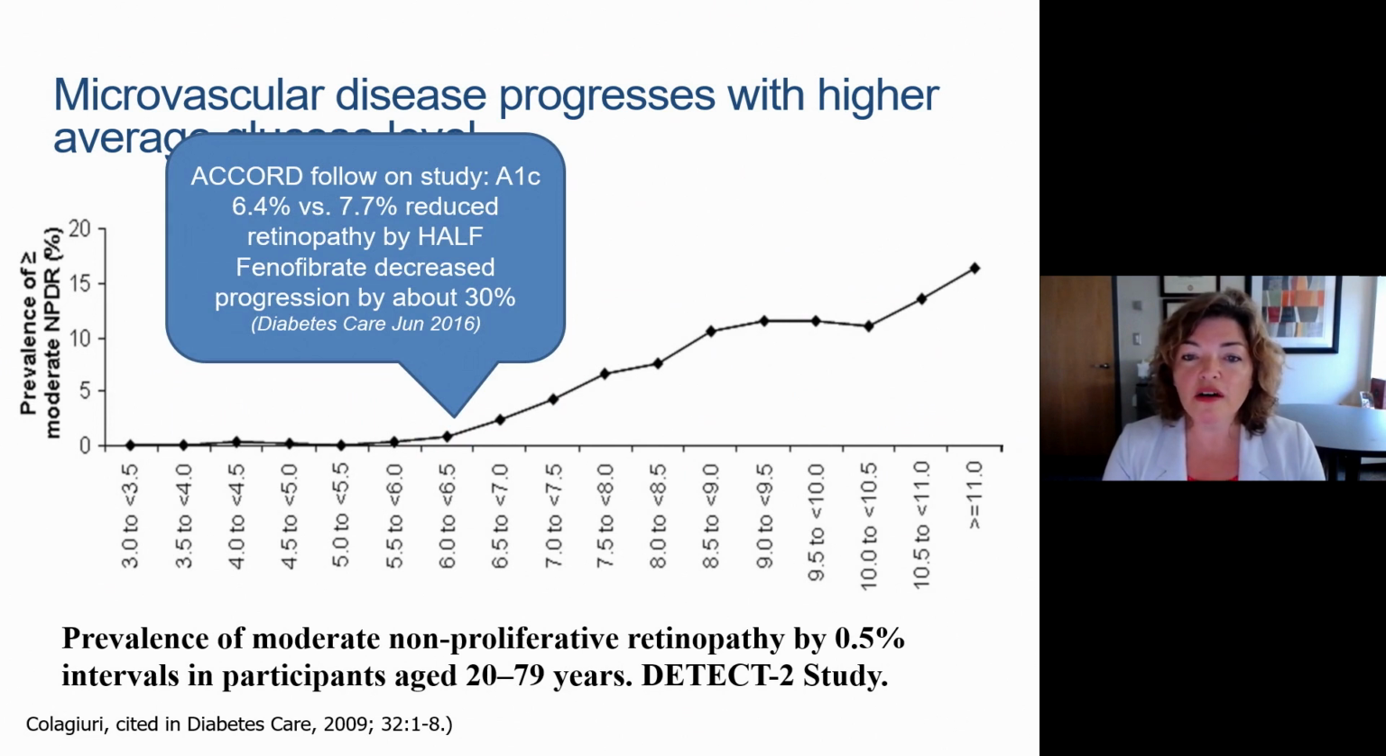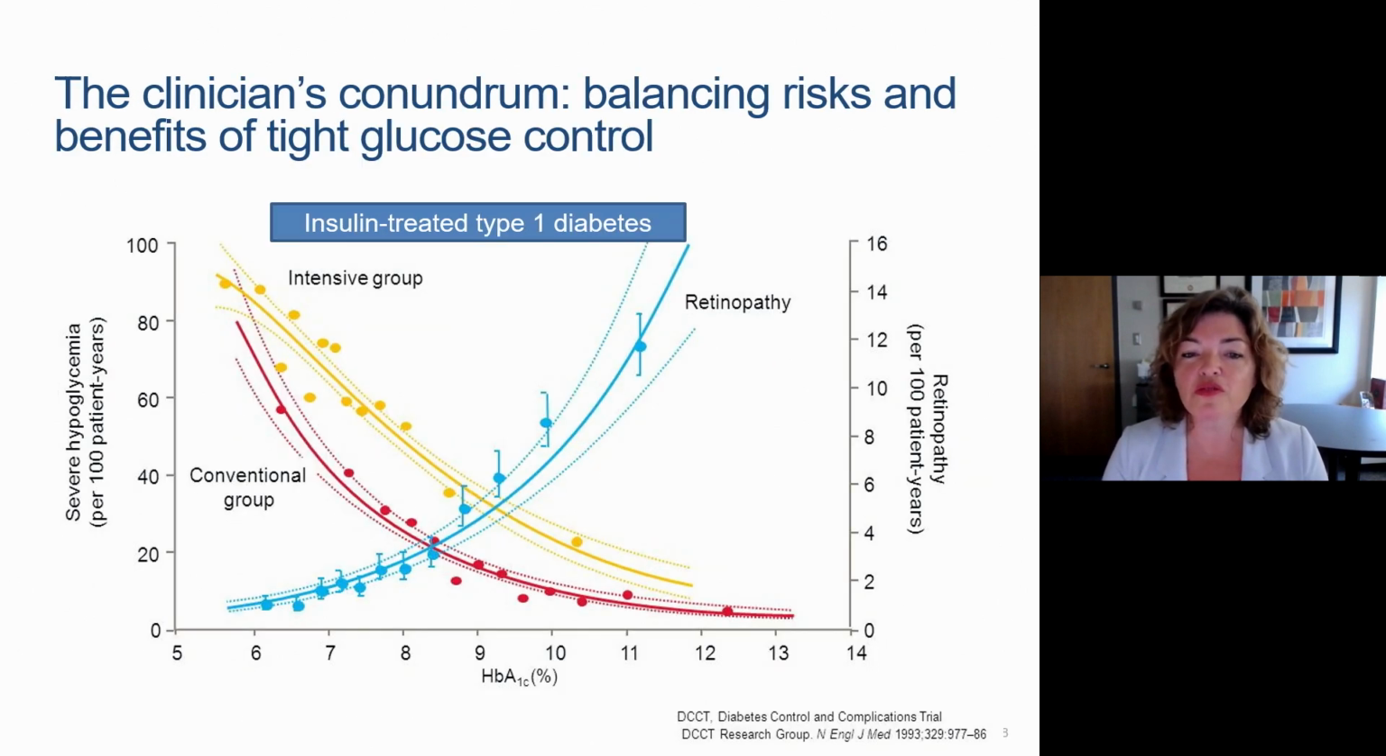I will say that glucose, as we'll talk about, is not the only part of the story. And we do find that since glucose is elevated, triglycerides are also elevated, which probably also make an impact. And in fact, the ACCORD study did show that fenofibrate decreased this progression. So it's not just about glucose, but glucose is sort of the tying hypothesis.